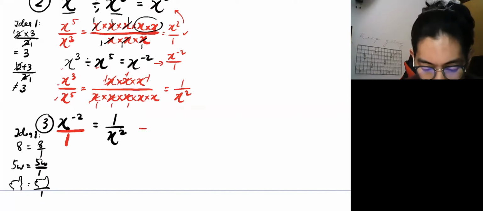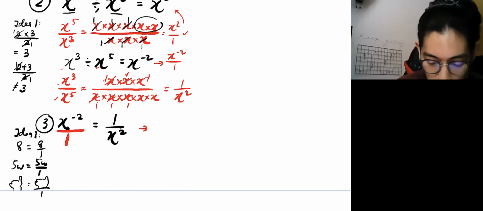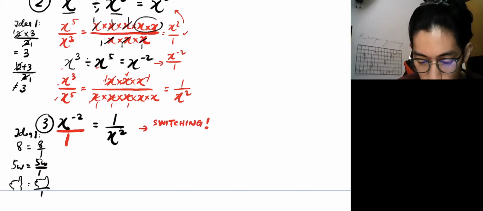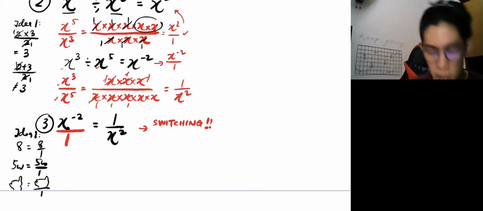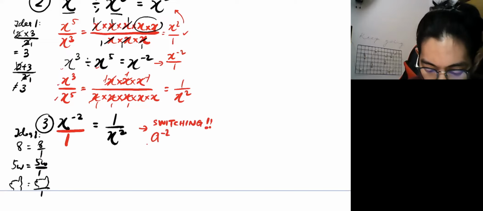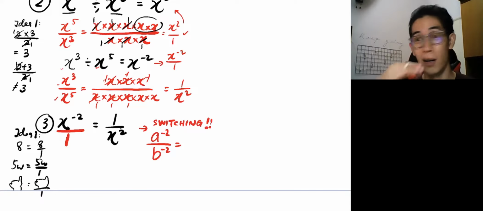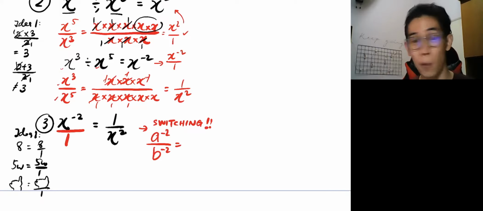So for example, the switching, okay, not stretching, the switching part. The switching part is like this. So A power -2 over B power -2. Remember this example or not? Chapter 9, in your Form 2.